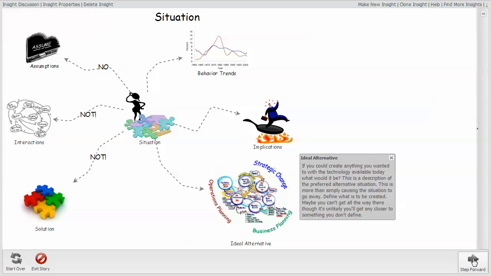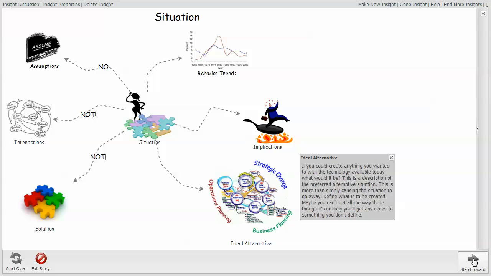So that I provide a basis for moving forward, and this is an ideal alternative which is fully realizable with today's technology. It doesn't take the invention of a time machine or something to allow it to happen. It has to be something that is technologically possible in today's environment. So what kind of an ideal alternative would we have for the situation?